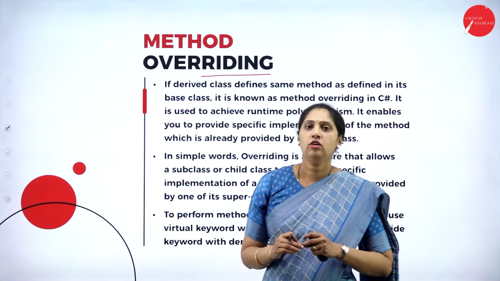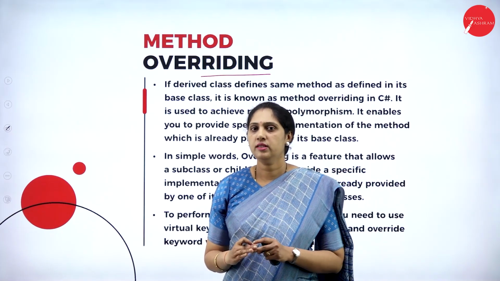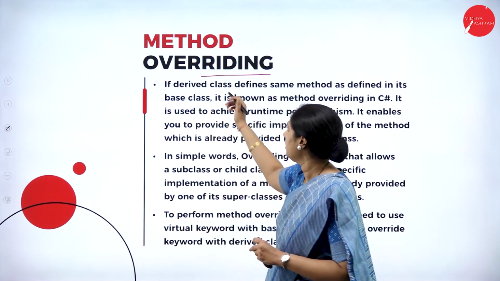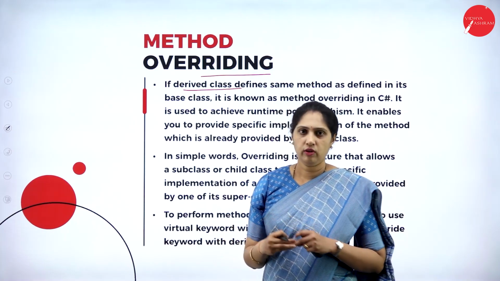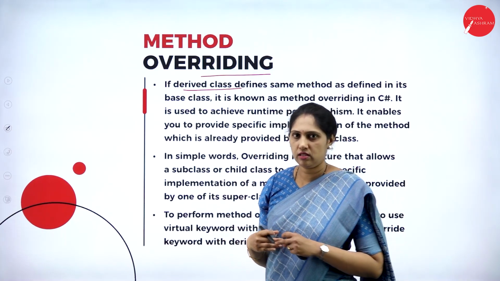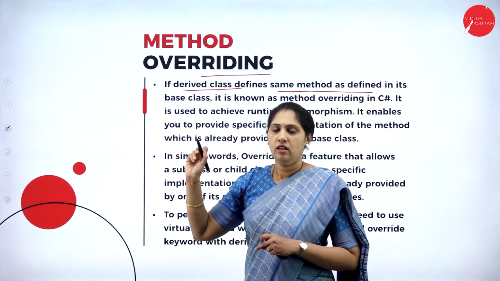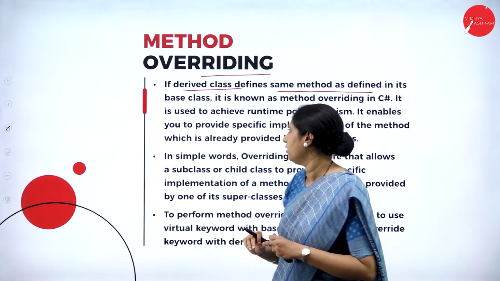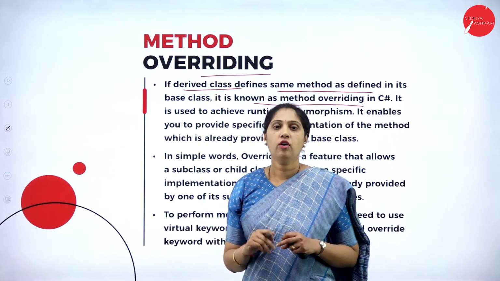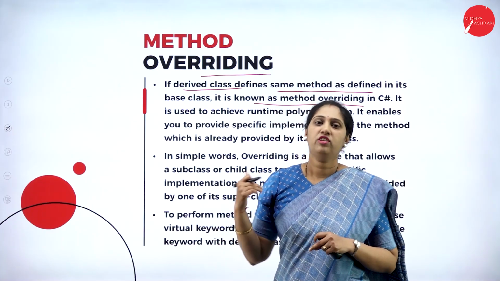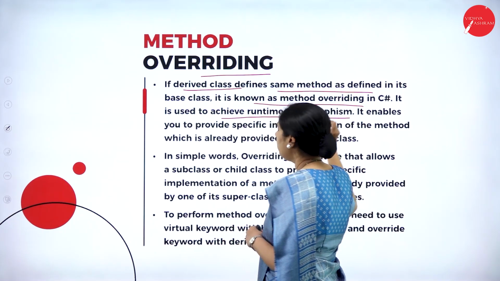Okay, next, what about overriding? If I want the concept of overriding, then I should follow inheritance. If I say inheritance, there will be two classes: one is the base class and the other is the derived class. What is a derived class? A derived class is the one which acquires the properties of the base class. So if the derived class defines the same method as the base class, meaning both have the same method, then it is known as method overriding. We don't say overload, we say override if it is in inheritance.